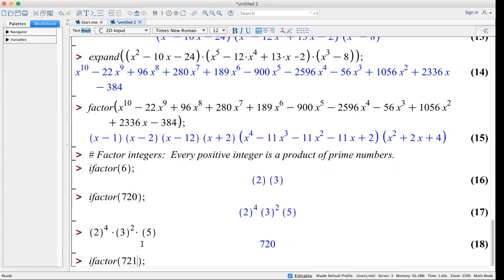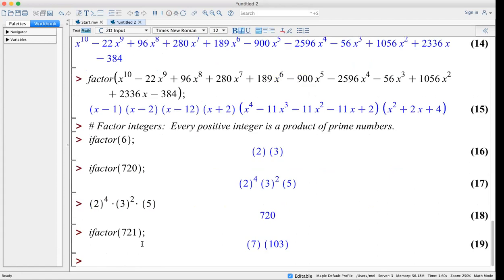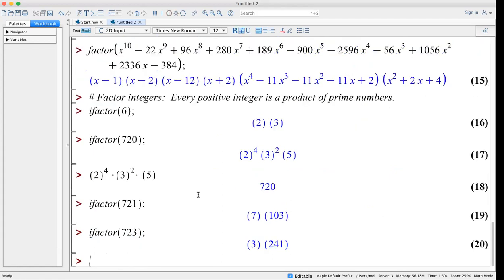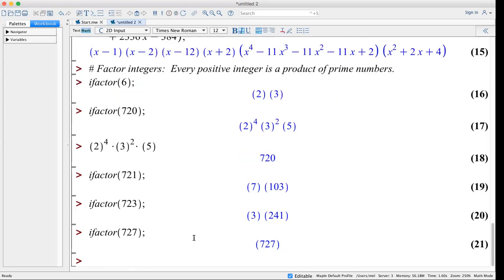You want to factor 721, that turns out to be 7 times 103. Factor 723, that turns out to be 3 times 241. You want to factor 727, you get 727. What does that mean? It means that 727 is a prime number. You can't break it down as a product of smaller numbers.